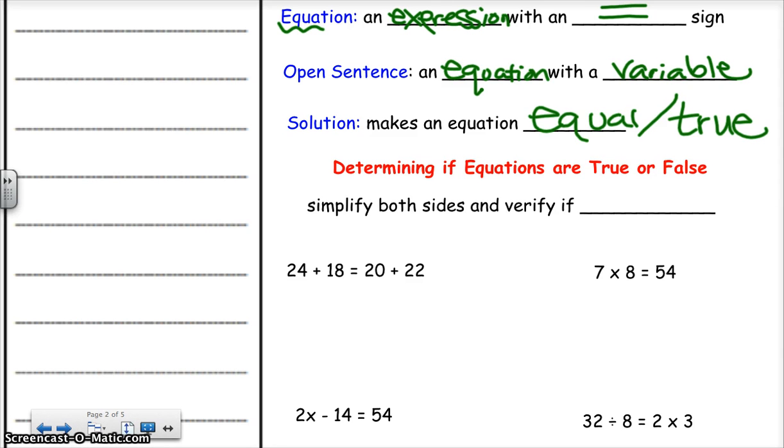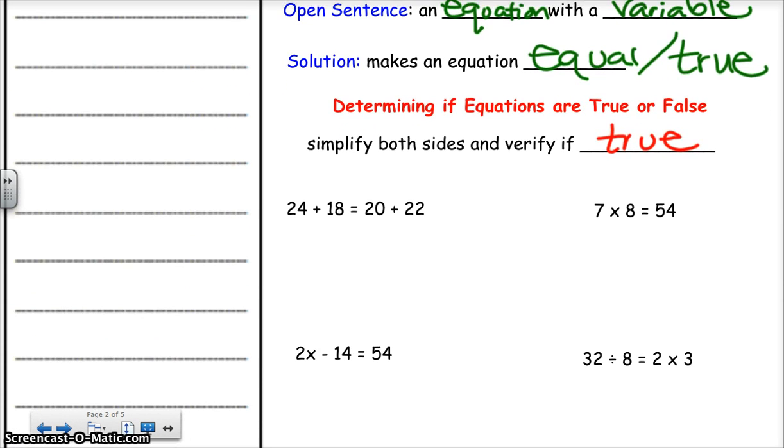So how we apply this, we may be given two expressions or equations and we have to figure out if they are true or not. All you do is simplify both sides and verify if they're true. That's it. That's all you gotta do. For instance, you will be given problems like this one here. 24 plus 18, does that equal 20 plus 22?